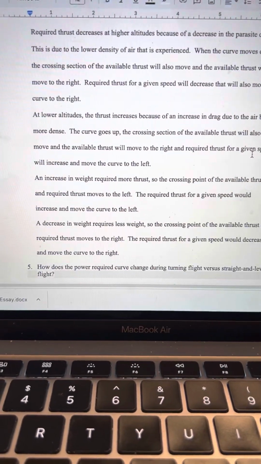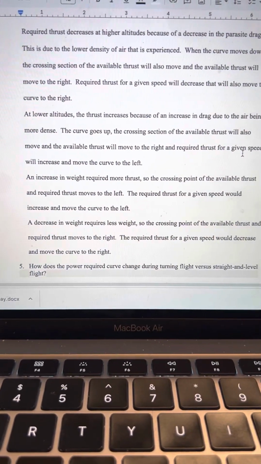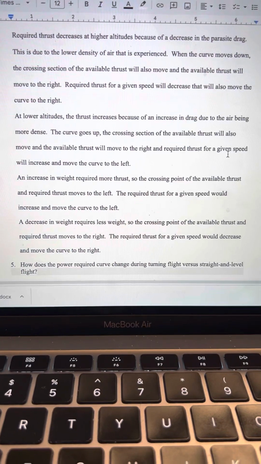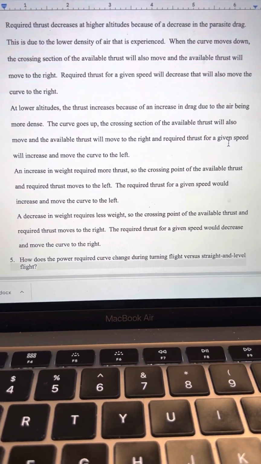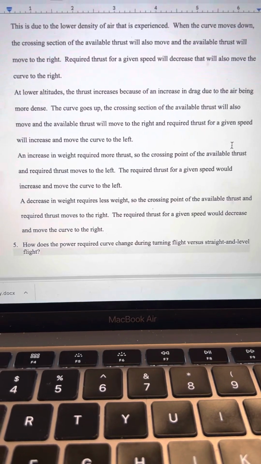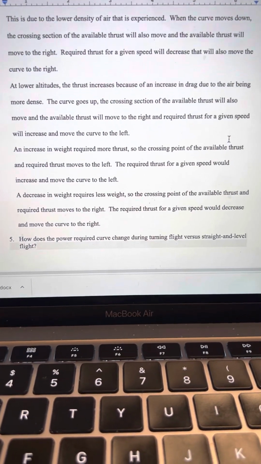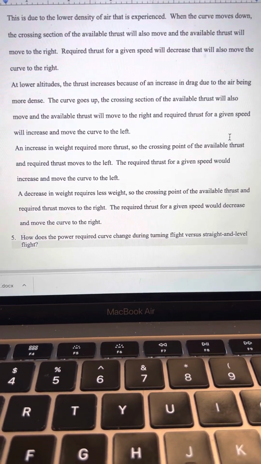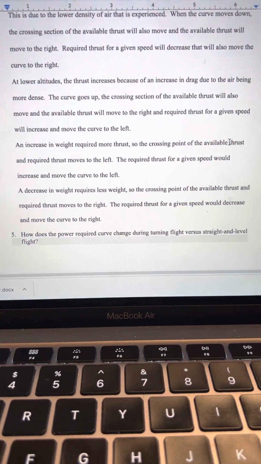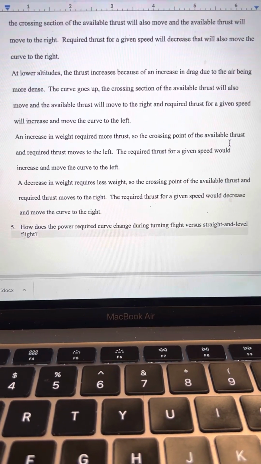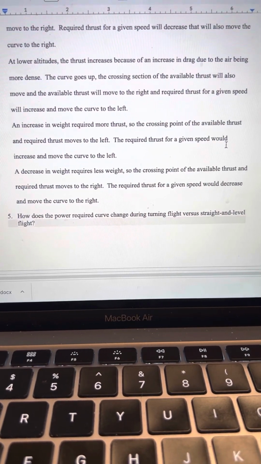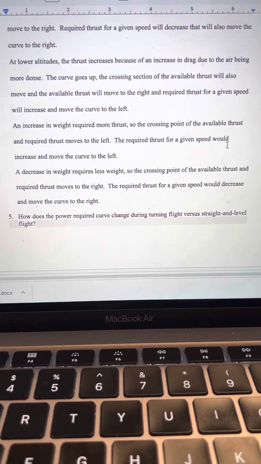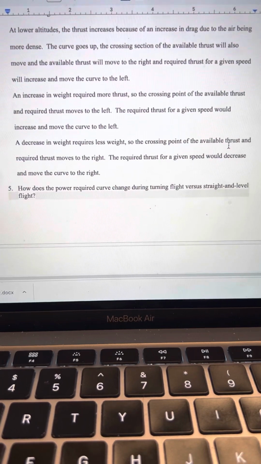So with altitude, required thrust decreases at higher altitudes because of a decrease in the parasite drag, and it's due to the lower density of air that's experienced. And then when the curve moves down, the crossing section of the available thrust will also move, and the available thrust will move to the right. And then required thrust for a given speed will decrease. That will also move the curve to the right.